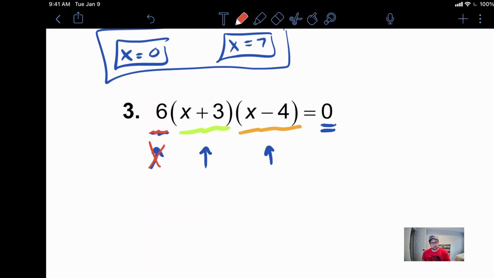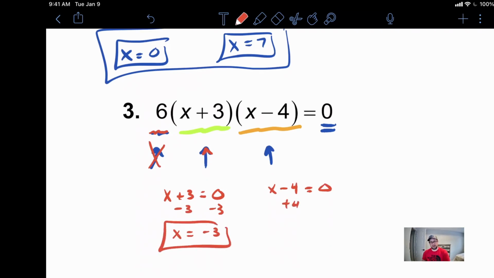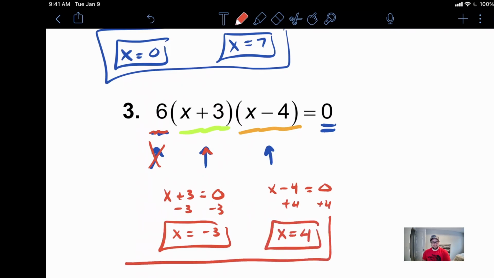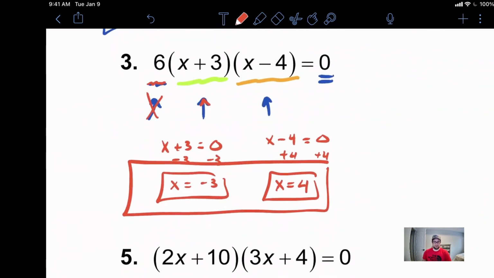So what we're going to do is take our two remaining quantities, x plus 3 equals 0, and x minus 4 equals 0, and then we just want to solve. We will subtract 3, and we'll get x equals negative 3. And on the other one, we will add 4, and we'll end up with x equals positive 4. And again, these are our two answers. We are getting two answers to these problems right now.